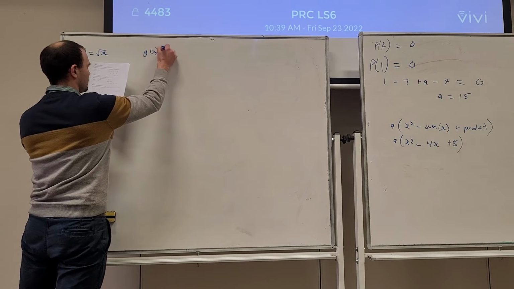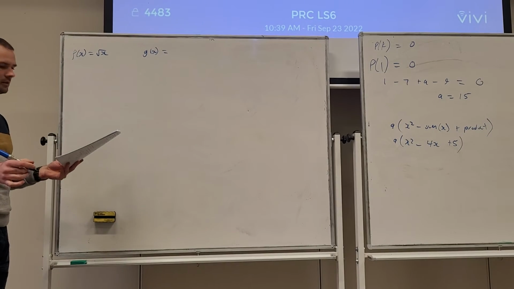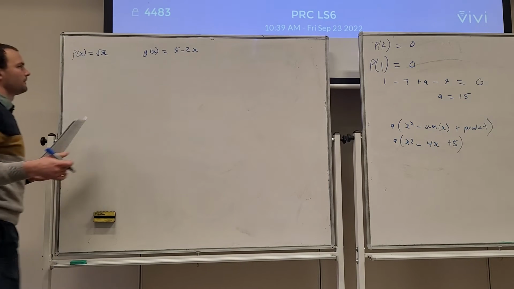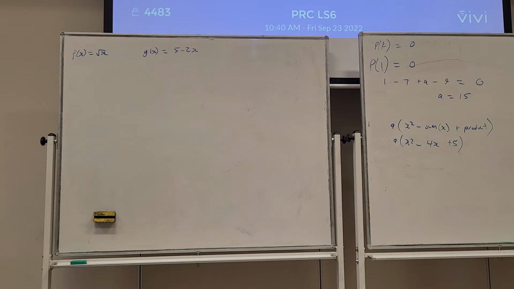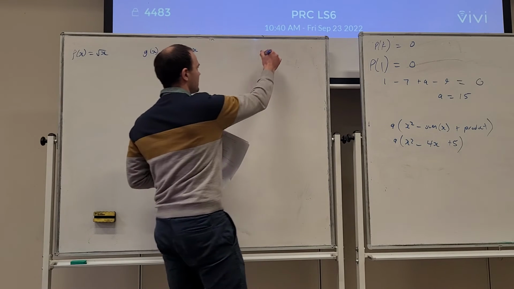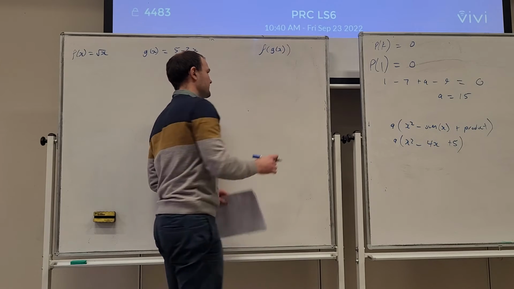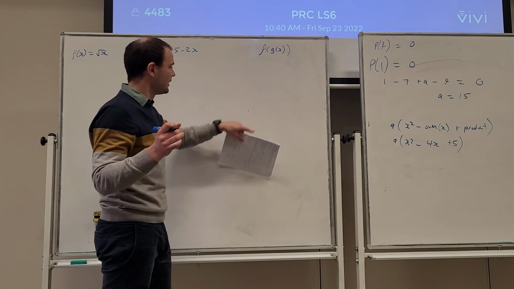Can someone tell me what you guys have for g(x)? 5 take 2x. Excellent. I didn't remember to change it. 5 take 2x. Very good. Now we're told find f(g(x)). So just on notation, I just want to talk about notation. This is how I'm going to write it, and this is how I've seen Stace write it in the past.